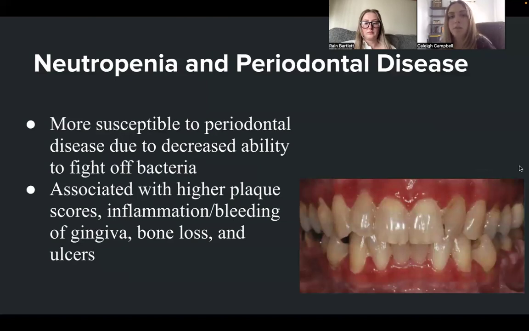Neutropenia and periodontal disease. So again, these patients are more susceptible to periodontal disease due to their decreased ability to fight off bacteria. It's associated with higher plaque scores, more inflammation and bleeding of the gingiva, more severe bone loss, and also ulcers. And you can just see in that picture how red that gingiva looks.